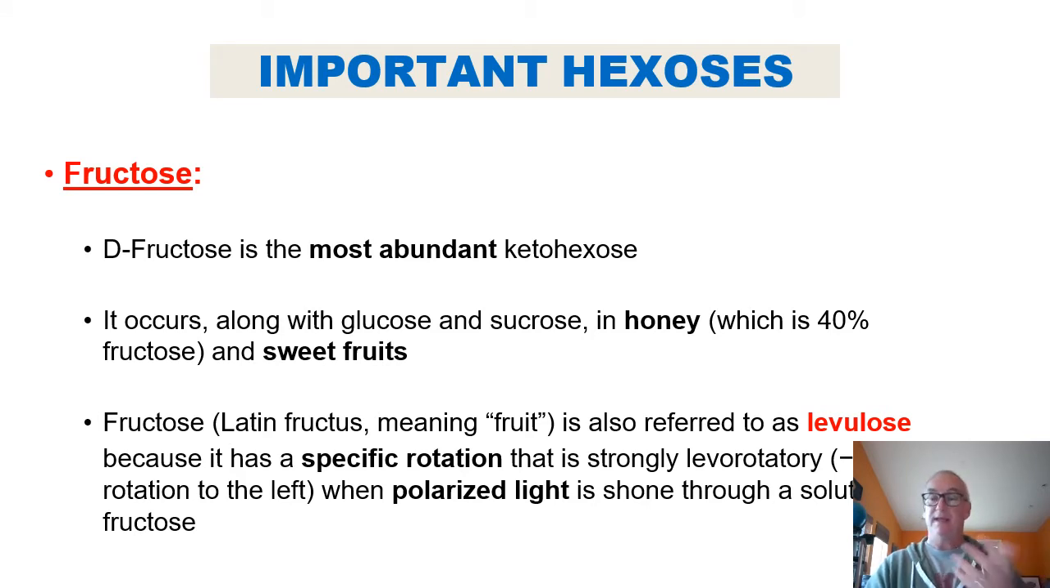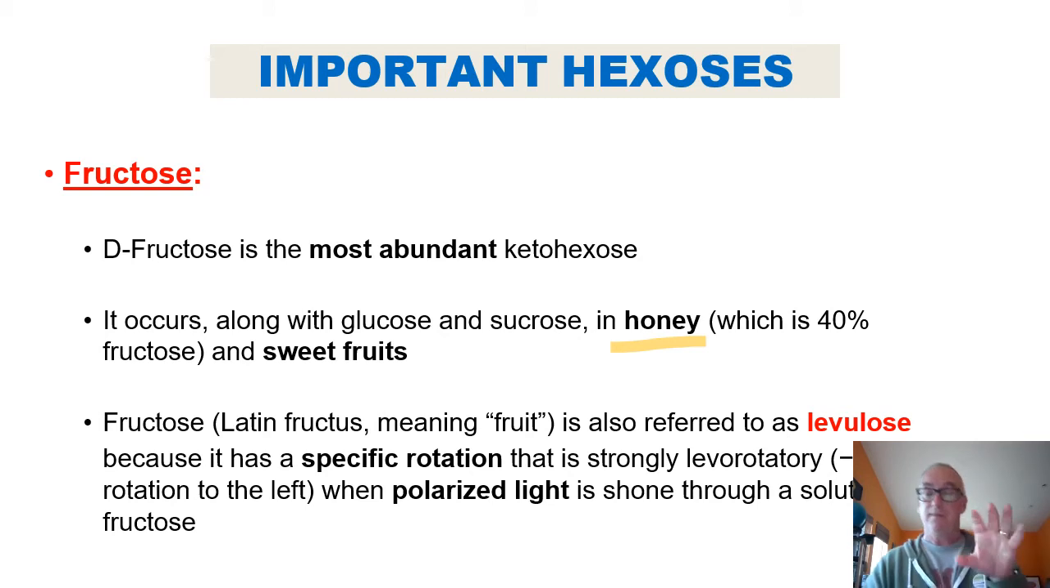Fructose is the most abundant keto hexose, and you'll find it in honey. There's a ton of it in honey, like 40% of honey is the simple six carbon fructose. And in sweet fruit, I mean, that's where it comes from, right? It's also referred to as levulose. I don't know anybody who actually refers to it that way.